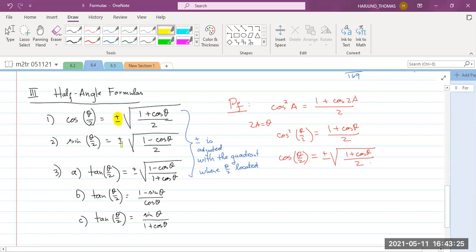Okay, these three formulas here require you to know which quadrant theta over 2 is located in first, so that you can tell the plus minus sign. Now, the good thing with formula 3b and 3c is you don't need to.